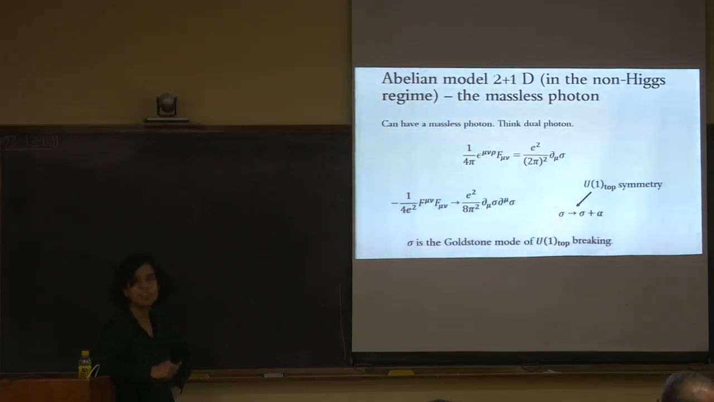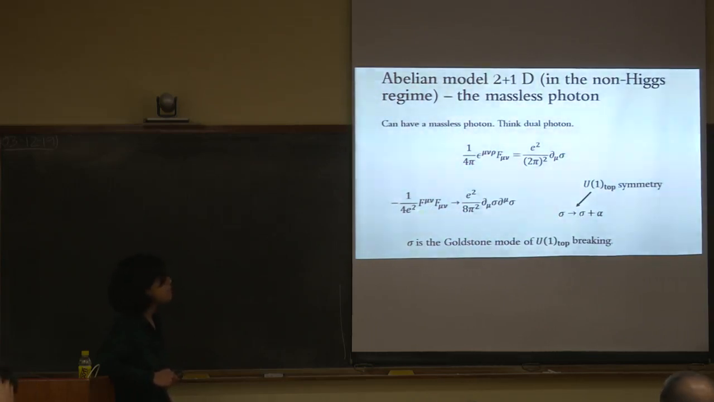So this is the procedure that I do. It will come in the next slide. As I said, in 2 plus 1 dimension, you can have a massless photon. The Maxwell kinetic term looks like this. One way to think about this is to write the massless photon, or the gauge field, in terms of the dual photon. That's what I have done here. Sigma is the dual photon field.